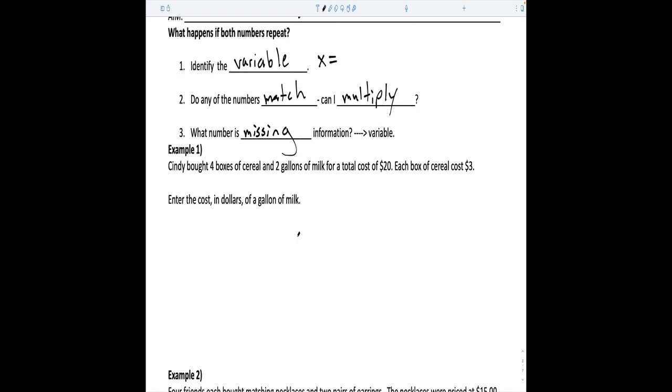Give me a variable that you came up with, Heather. What am I looking for? The cost. Good. Awesome. So I don't know the cost. I'm looking for the cost specifically of what, Heather? Of the cereal? Read the second line again. Enter the cost in dollars of a gallon of milk. If you're ever kind of lost on what you're looking for, it's almost always this last sentence in your problem.